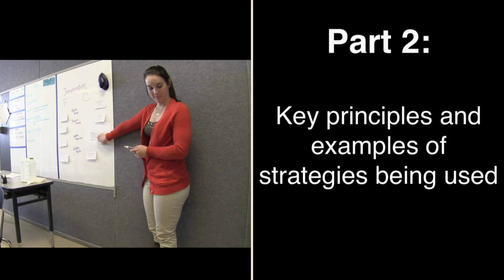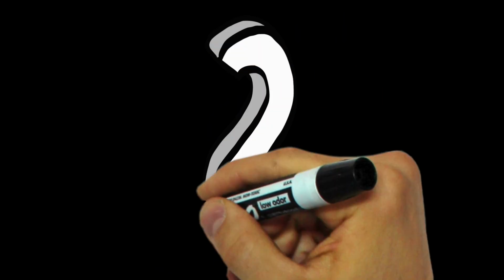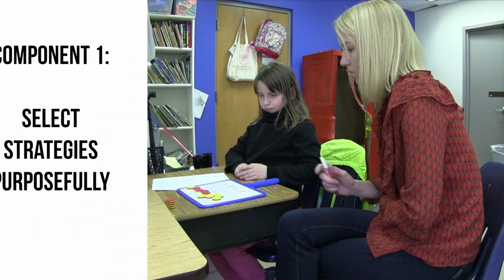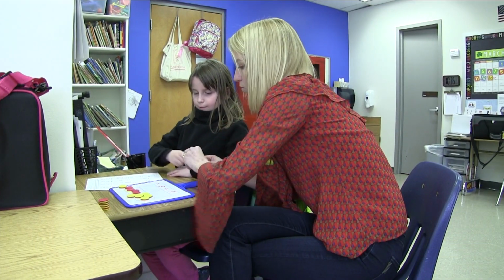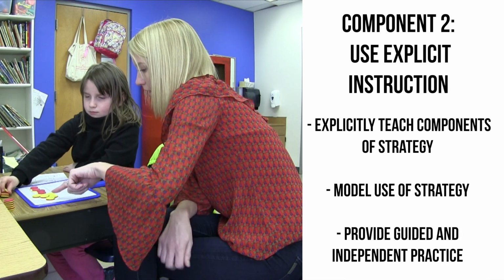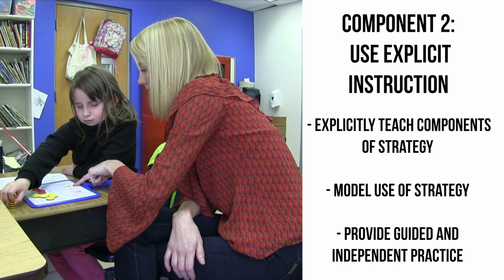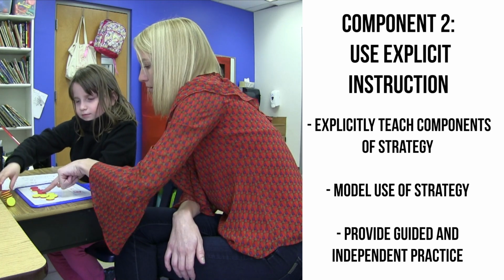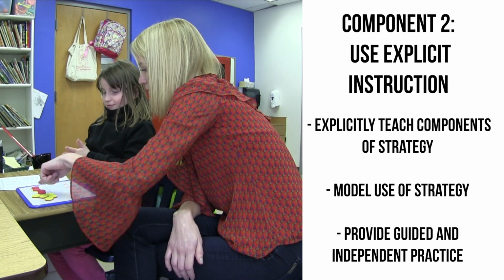Part 2. Two key principles of teaching cognitive and metacognitive strategies. There are two key components of this HLP for teachers to consider. Component 1 is to select strategies purposefully. Component 2 is multifaceted, but revolves around the components of explicit instruction. First, teachers should explicitly teach the components of the strategy. Teachers also need to model use of the strategy and provide guided and independent practice opportunities for students.